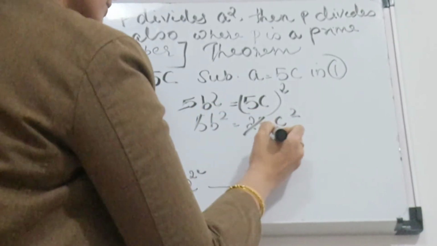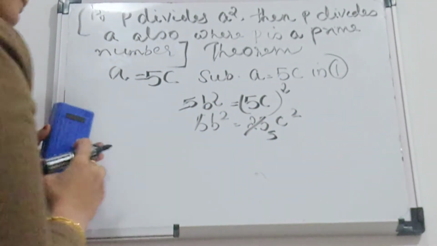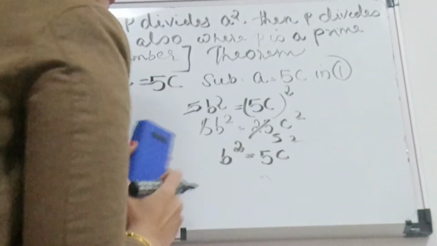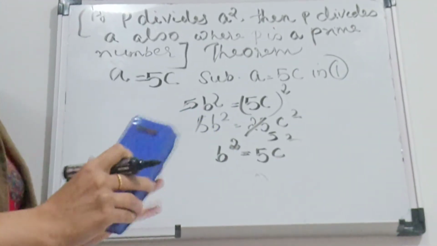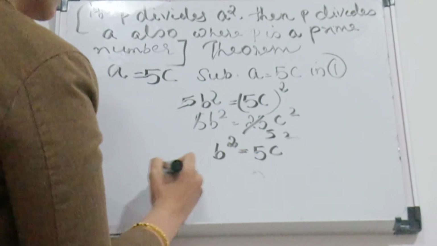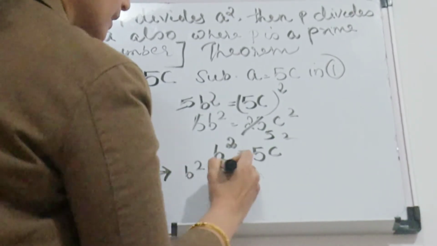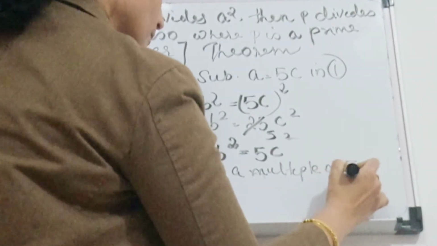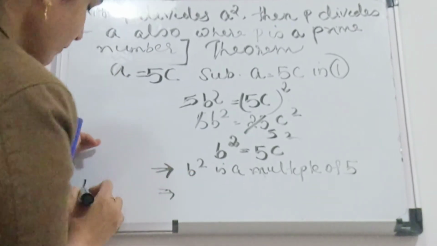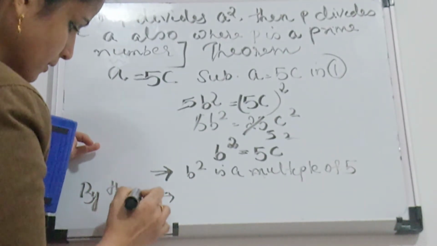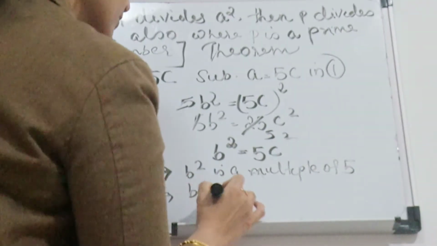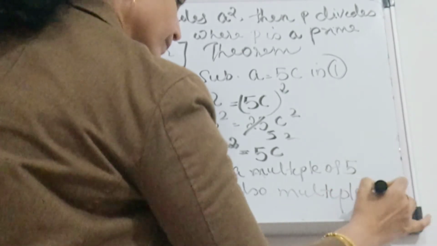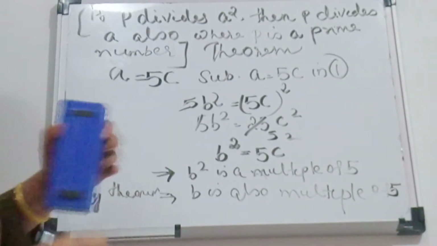So b square equal to 5c square, meaning b square is a multiple of 5. So by the above theorem, b is also a multiple of 5.